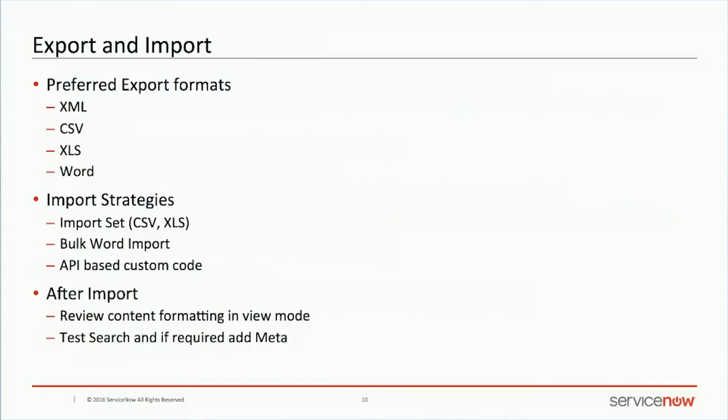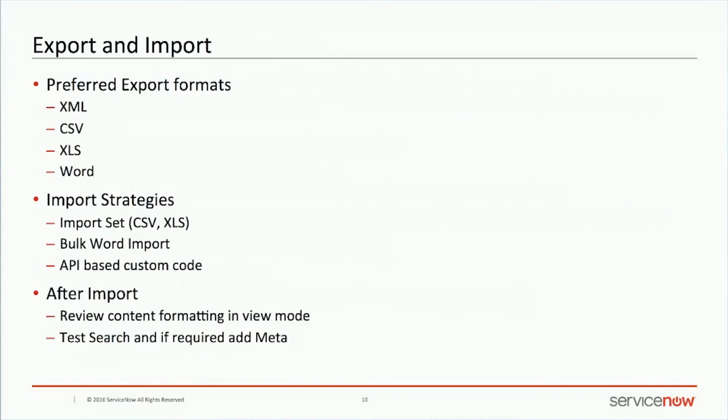About import, we have a concept of import sets. You can import content using CSV or XLS from an import set. Also, like we referred to earlier, we can do bulk import from Word documents. So you can get all the content from your existing source into Word documents, and then import them. And as you import them, you can assign the knowledge base and the category and such. There are certain nuances with what works with Word, and we are in the process of publishing a blog that will allow you to understand what formats will work for your Word document.